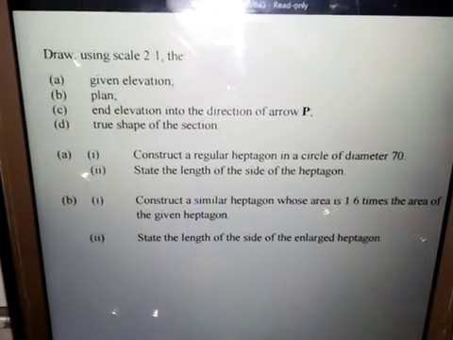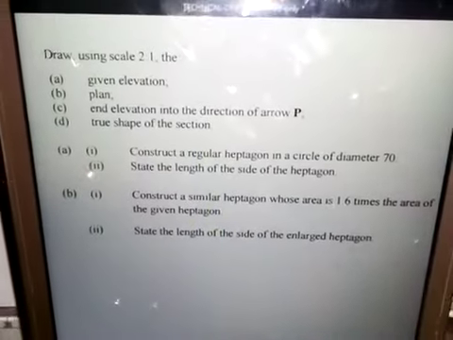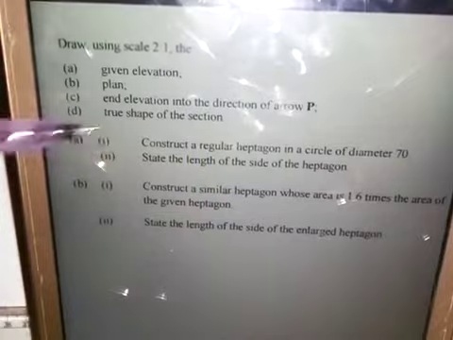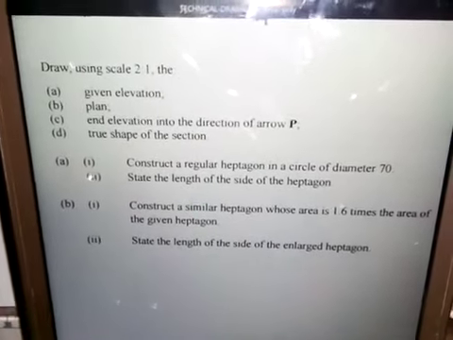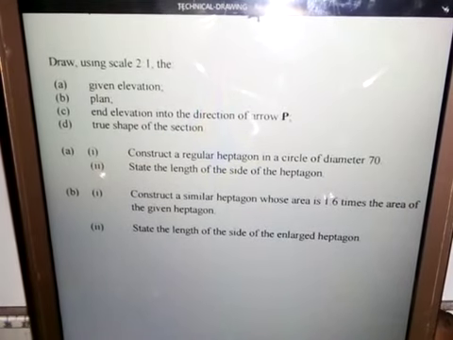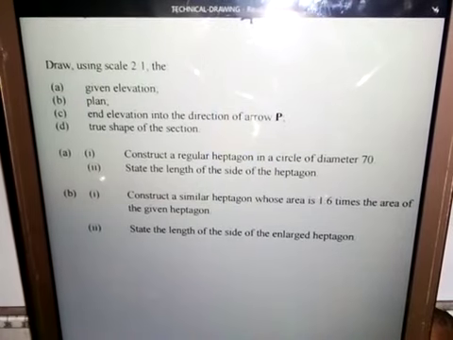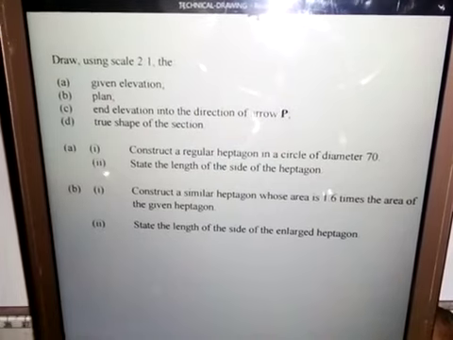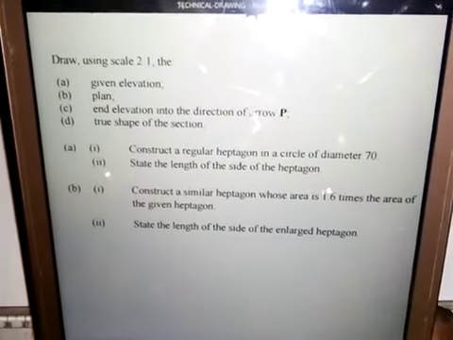Here we'll be solving this question that says we should construct a regular heptagon in a circle of diameter 70. That is question A, Roman figure 1. Roman figure 2 says that we should state the length of the side of the heptagon. Question B, Roman figure 1 says that we should construct a similar heptagon whose area is 1.6 times the area of the given heptagon. And question B, Roman figure 2 says that we should state the length of the side of the enlarged heptagon.